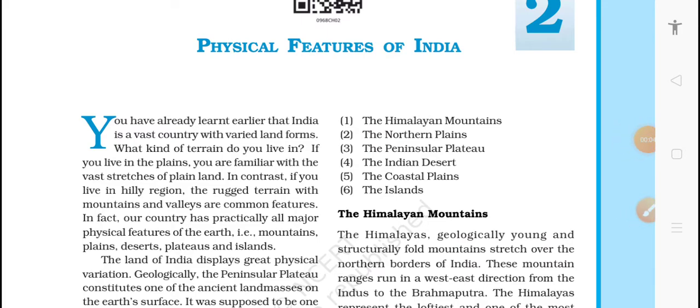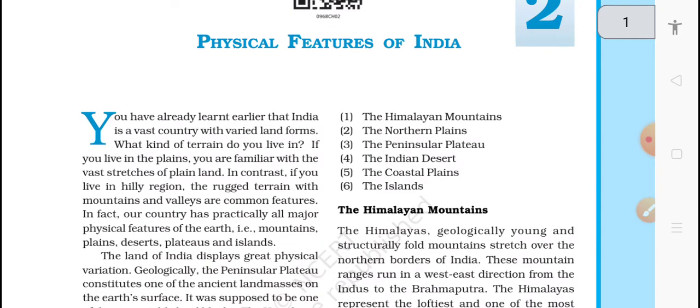Today we are going to do physical features of India. This is our second chapter of the geography class ninth textbook. We have already discussed that India is a vast country with varieties of landforms. For example, our country has practically all major physical features of the earth. Example: mountains, plains, desert, plateau and islands.